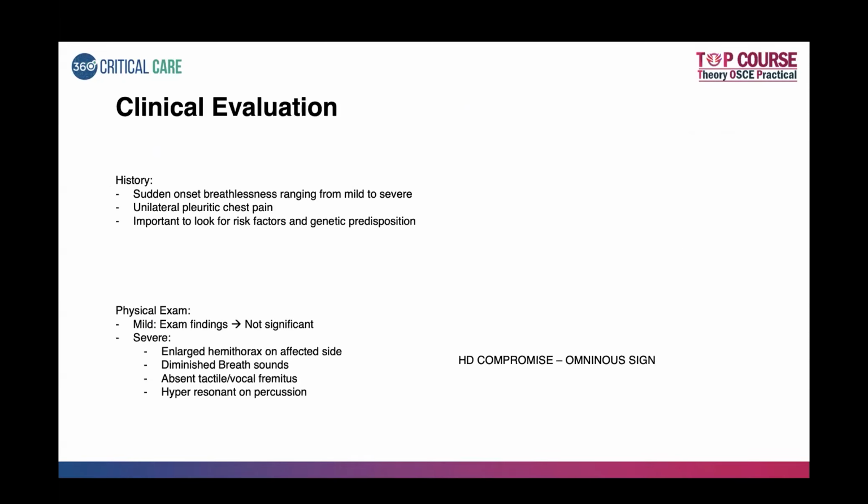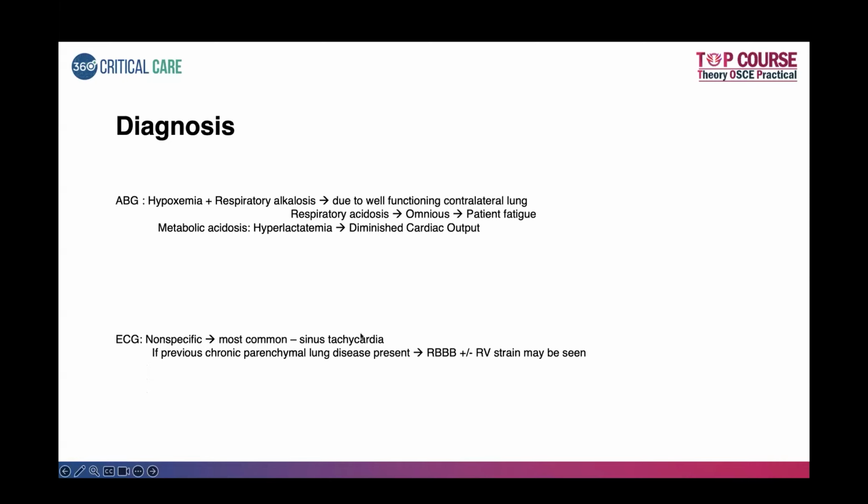Hemodynamic compromise, if it is present in the background of a pneumothorax, is supposed to be a very ominous sign. So, with regard to the diagnosis, an ABG would reveal hypoxemia with respiratory alkalosis due to a well-functioning contralateral lung, whereas if respiratory acidosis sets in, it's an ominous sign indicating patient fatigue. Metabolic acidosis, if it is there, is hyperlactatemia related and indicates a diminished cardiac output.